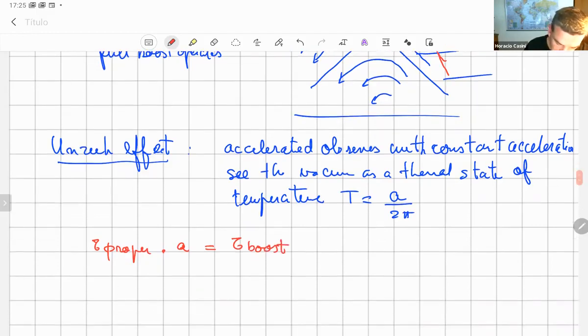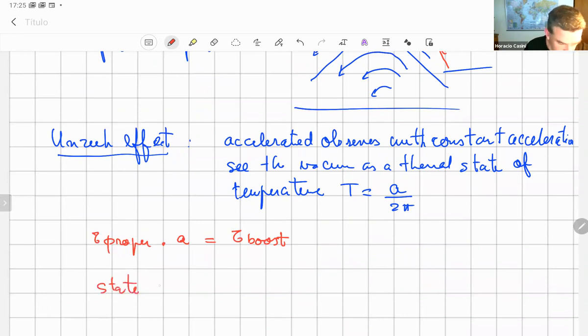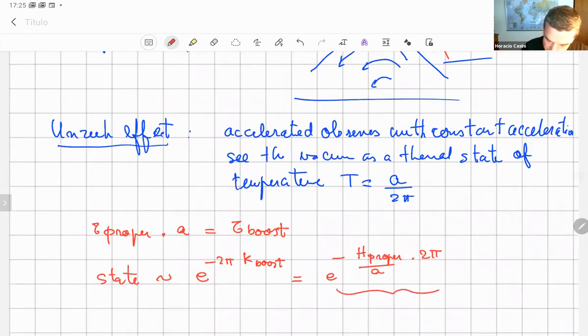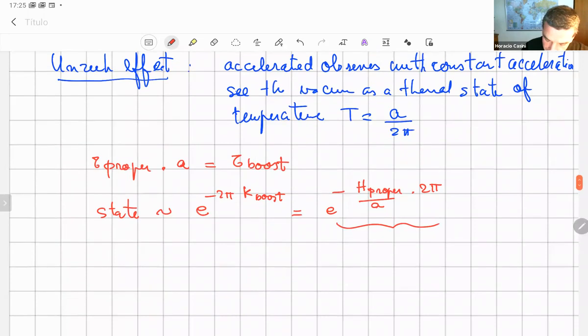So if the state is e to the minus 2 pi, the generator of boost, you can write this as e to the minus the Hamiltonian of proper time divided by acceleration times 2 pi. And from here, you can read off, this is what multiplies the Hamiltonian, the inverse temperature. So you can read off that the temperature is a over 2 pi.